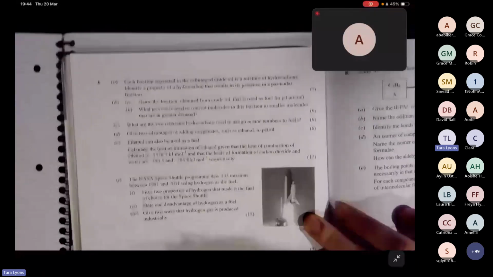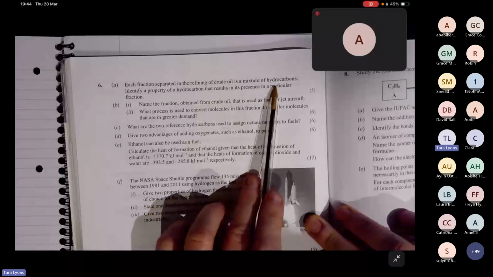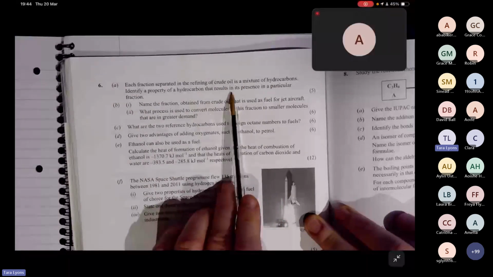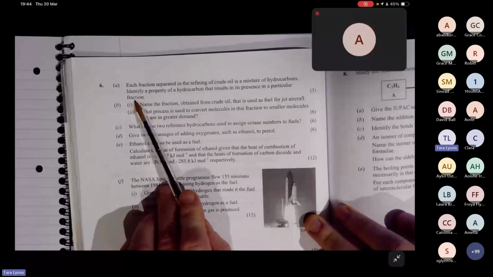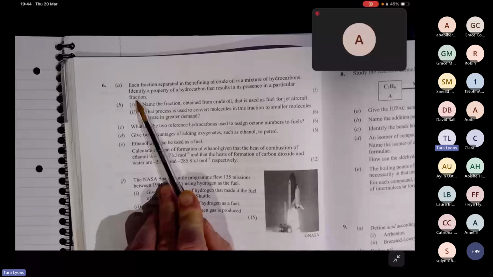This is 2015 question 6. Every fraction separated in the refining of crude oil is a mixture of hydrocarbons. Give me a property of a hydrocarbon that results in its presence in a particular fraction. Well, I mentioned that earlier on in the session: the fact that they all have different boiling points. That's how it's going to end up with other molecules. They're all going to have different boiling points.